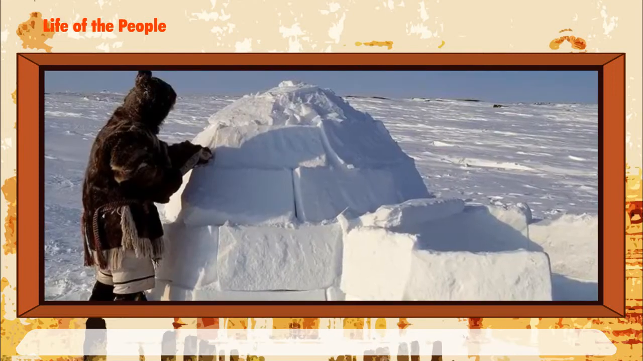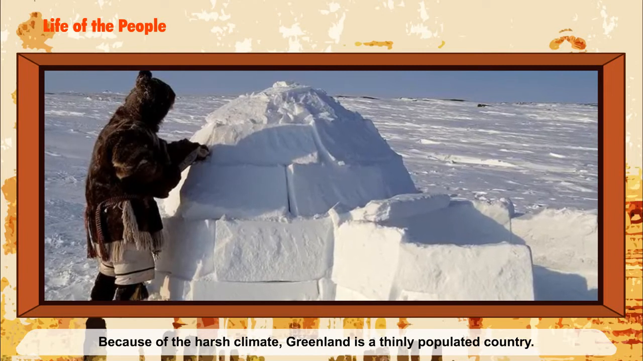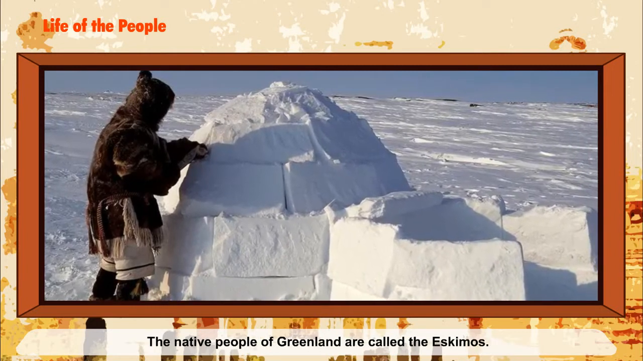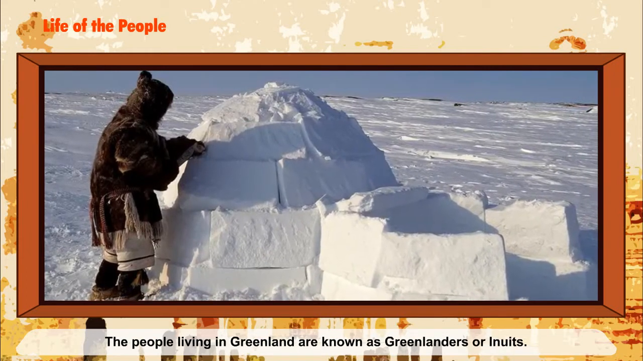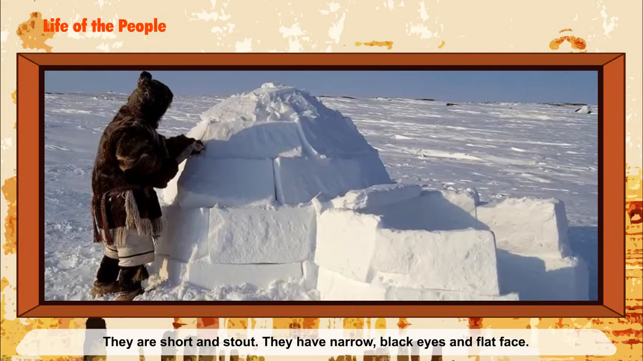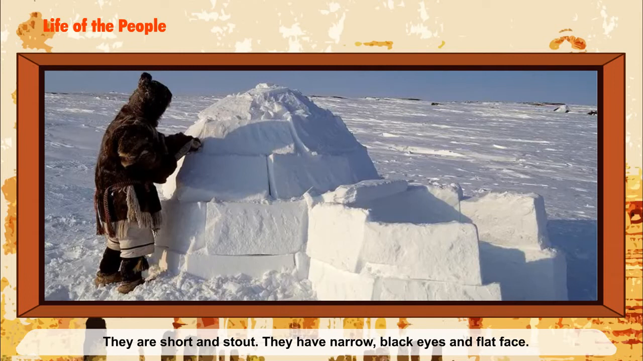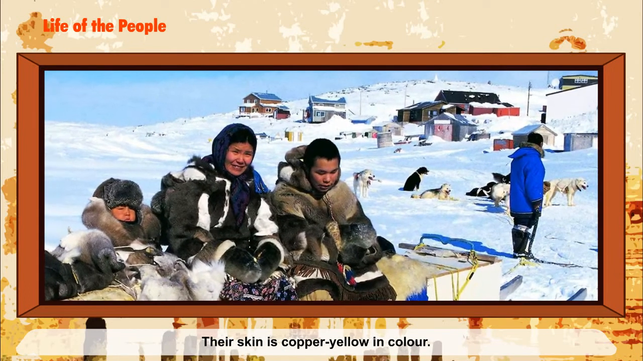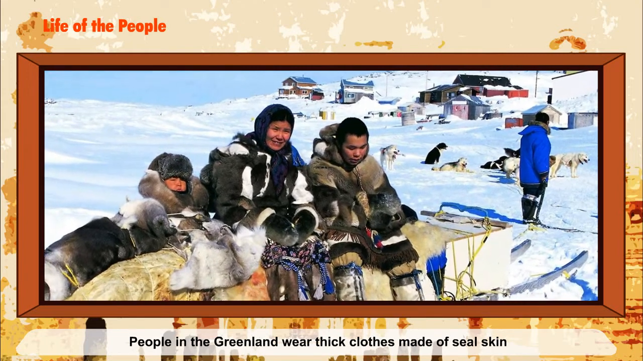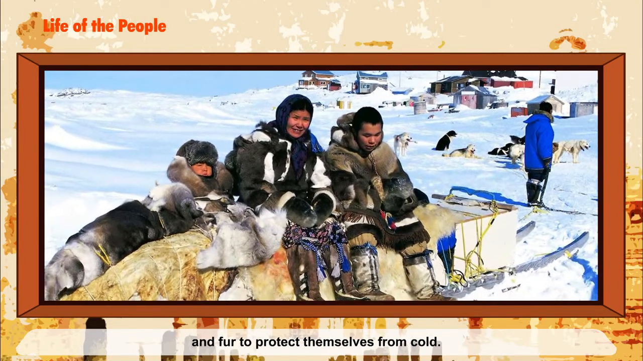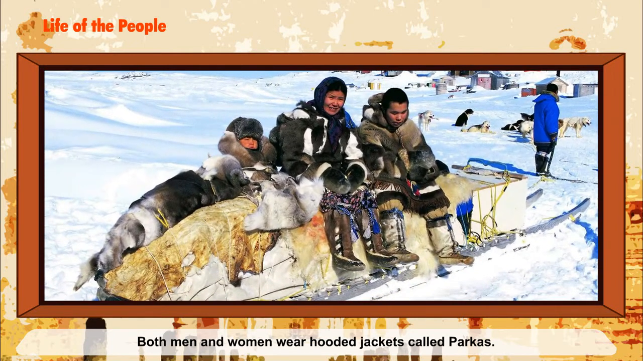Life of the people. Because of the harsh climate, Greenland is a thinly populated country. The native people of Greenland are called the Eskimos. The people living in Greenland are known as Greenlanders or Inuits. They are short and stout. They have narrow, black eyes and a flat face. Their skin is copper yellow in color. People in Greenland wear thick clothes made of seal skin and fur to protect themselves from cold. Both men and women wear studded jackets called parkas.